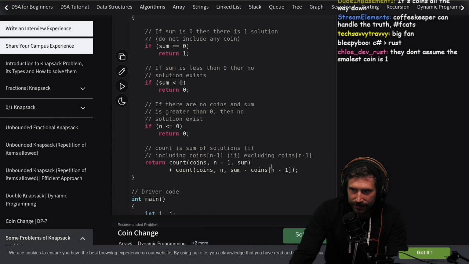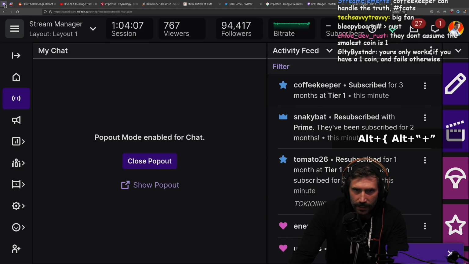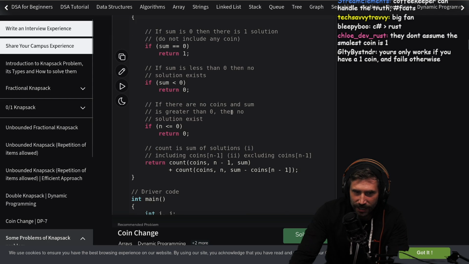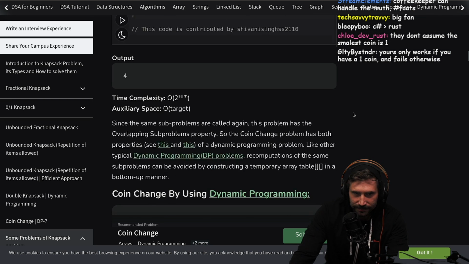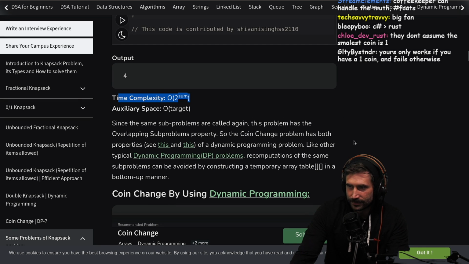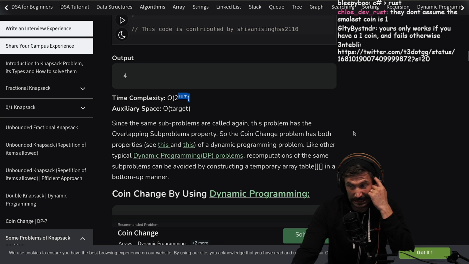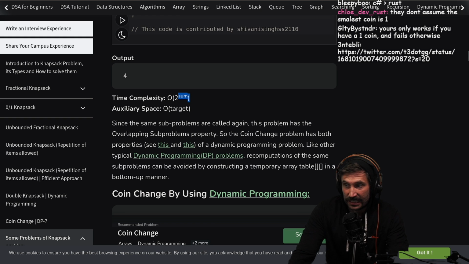All right, so how do I convert this? Coffee Keeper, I honestly have no idea how to convert this, and I'm scared to check Lithium's message. Time complexity. 2 sum. That doesn't sound fun, huh? I don't want that.